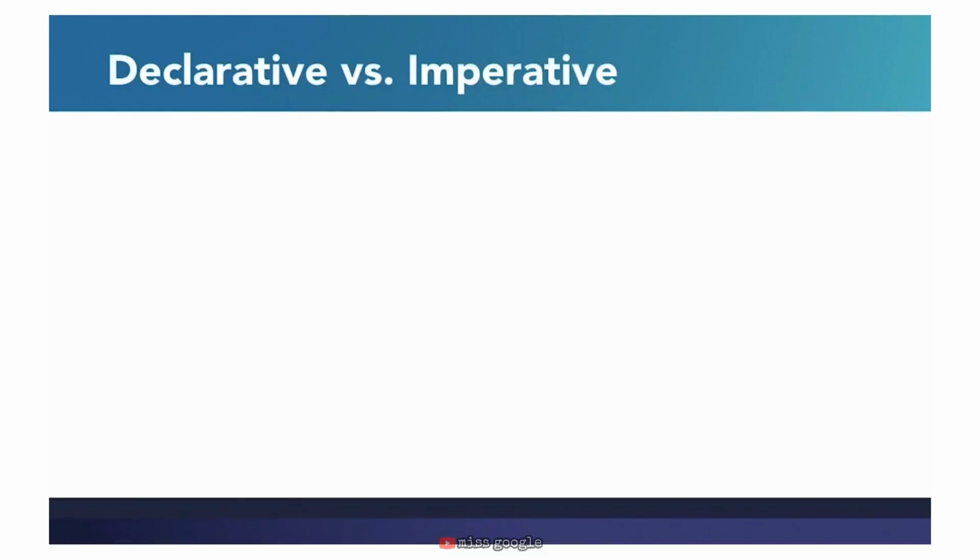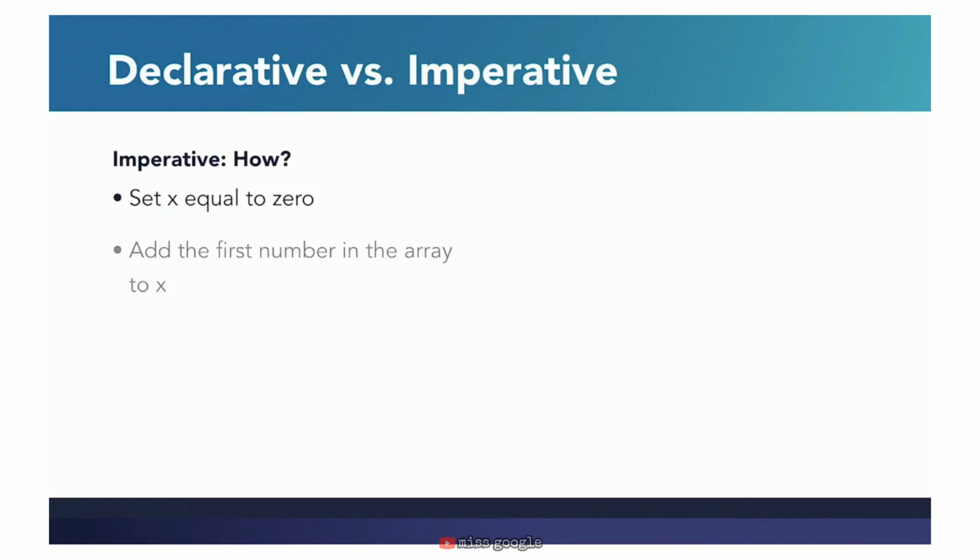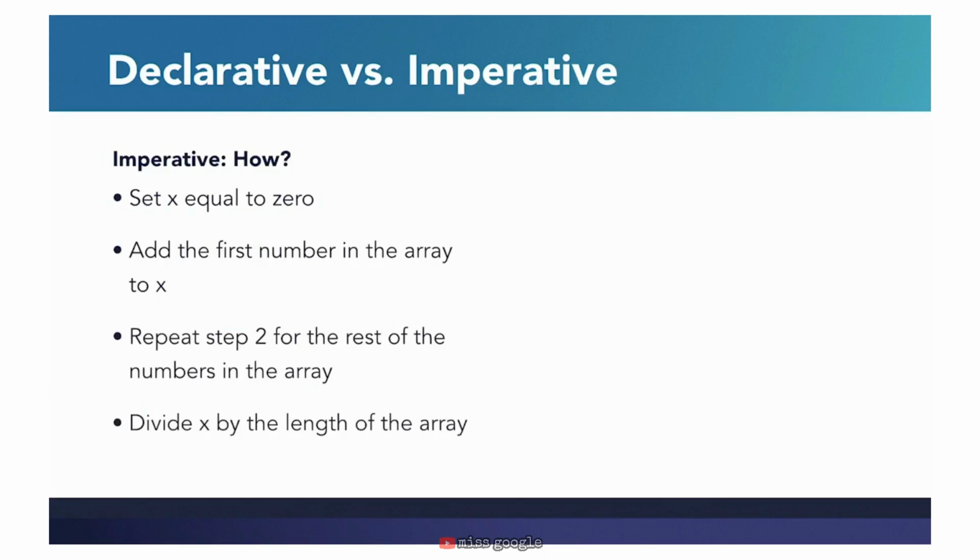Let's expand on this a bit and look at a more programming-related example. Let's say we want to write a program that tells us the average of an array of numbers. Imperative programming would specify the steps required to calculate this result. Something like this. First, we set x equal to 0. Then we add the first number in the array to x. Then we repeat step 2 for the rest of the numbers in the array. And finally, we divide x by the length of the array. And unless you've worked with functional programming before, this is probably how you're used to writing programs, thinking of how to get the result.